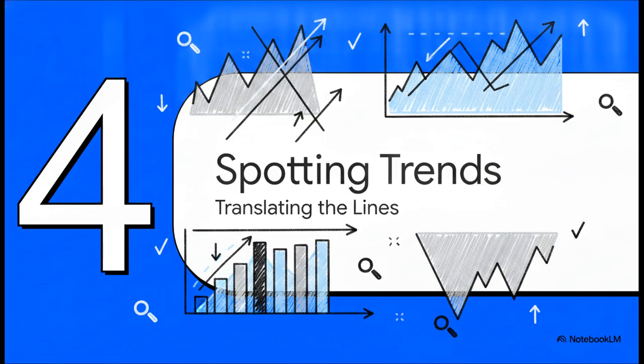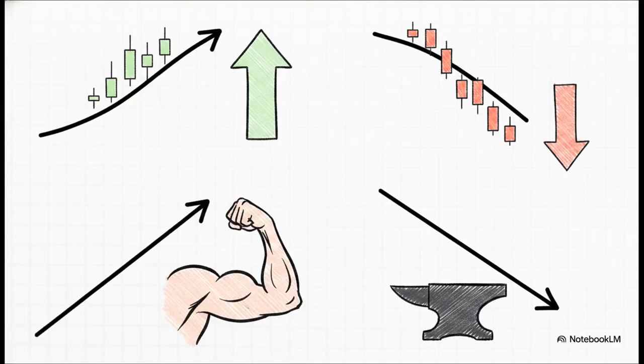All right, Section 4, Spotting Trends and Crosses. Let's translate these lines into real analysis. So how do we actually read this stuff? It really boils down to a few essential rules. Think of the moving average line as your middle point of balance. Rule 1. If the price stays above that line, we're broadly in an uptrend.